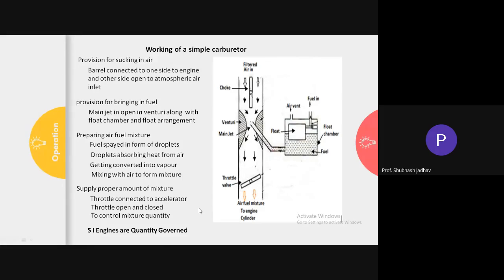Is there any doubt regarding quantity governing? Let me know. Can I know? Is there a need of explaining once again the quantity governing? Anybody having any doubt related to quantity governing can respond.